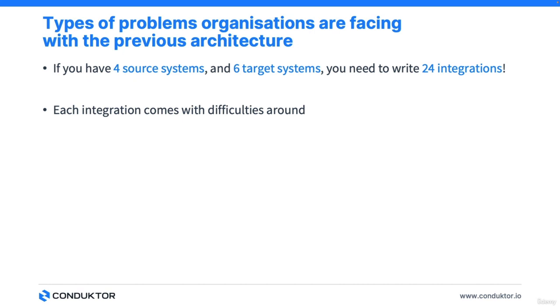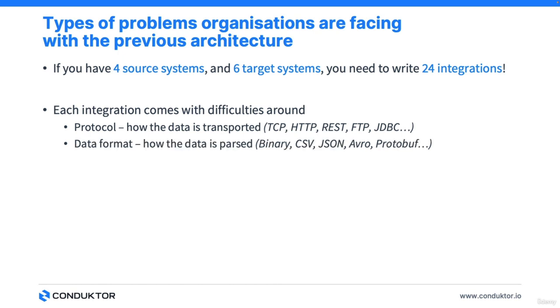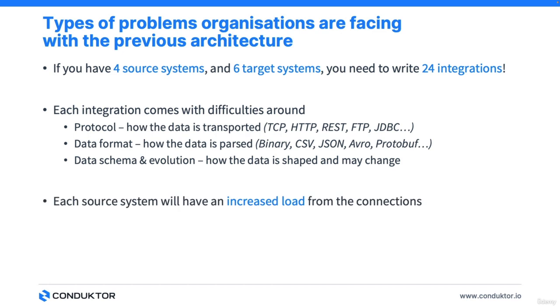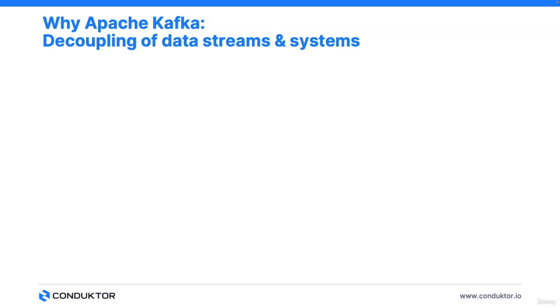And each integration comes with difficulty around the protocol because the technologies change. Maybe the data is going to be transported over TCP, HTTP, REST, FTP, JDBC. The data format: how is the data parsed? Is it binary, CSV, JSON, Avro, Protobuf, etc.? The schema and evolution: what happens if the data changes in shape in your source or your target systems? And each source system will also have an increased load from all the connections and requests to extract the data.